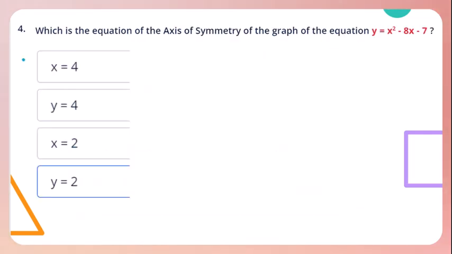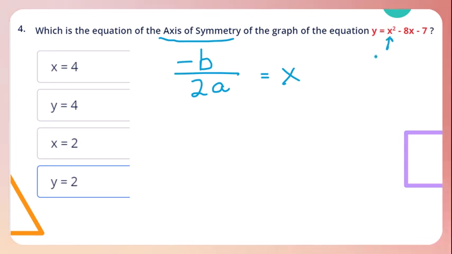Okay, question number 4. Which is the equation of the axis of symmetry? Now you had this equation in your hints, also in your notes. The equation for the axis of symmetry is -b over 2a is equal to x. A is the coefficient of the squared term. I don't see a number in front of the x squared, but there's always a coefficient. The coefficient is 1.